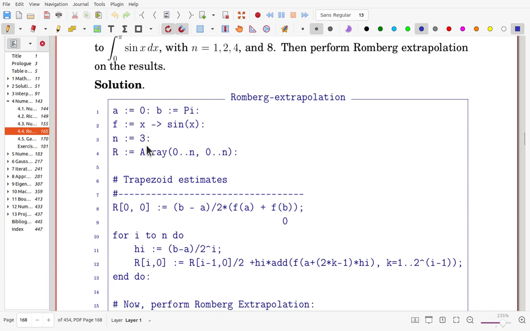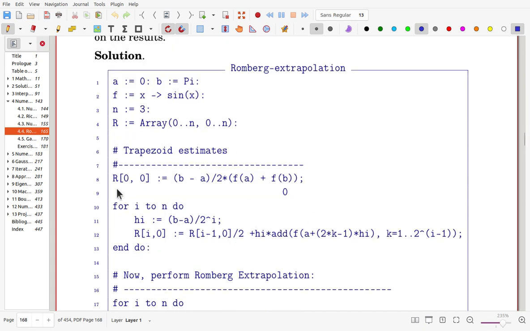Now I is moving from 1 to 3, so that 2 to the I will be made. The number of intervals will be 2 to the I, so when I is 1, there are 2 subintervals. When it is 2, then 4 subintervals. When I is 3, then there will be 8 subintervals. Here we open the array R matrix, and in the beginning R00 will be obtained by using the one subinterval quadrature formula. Then the output is 0, and by using the recursive trapezoid rule, we can get the values below.